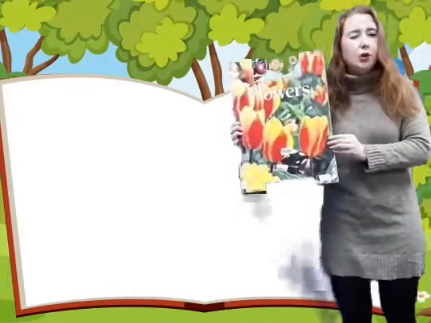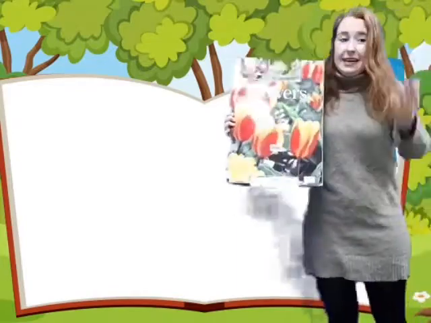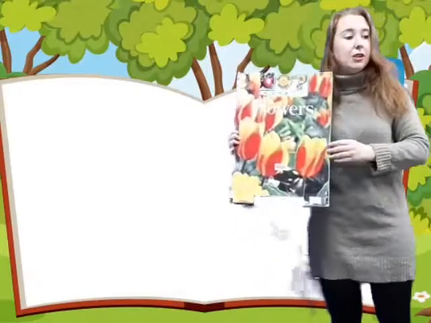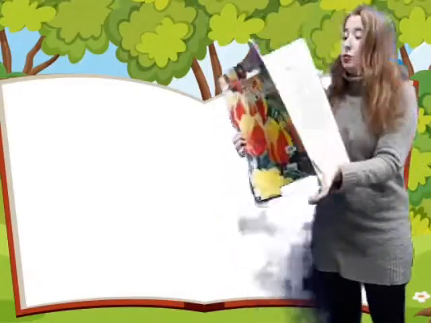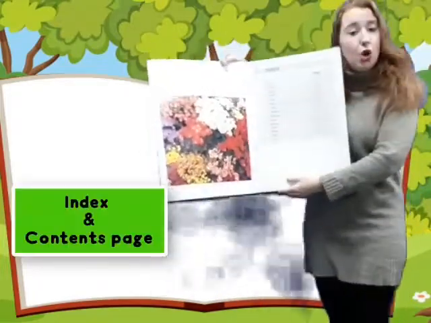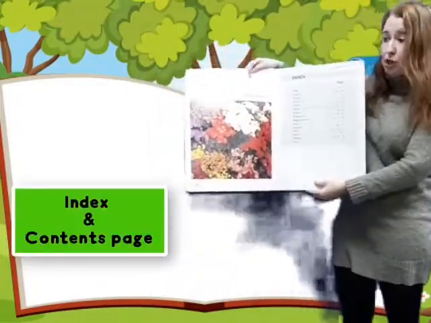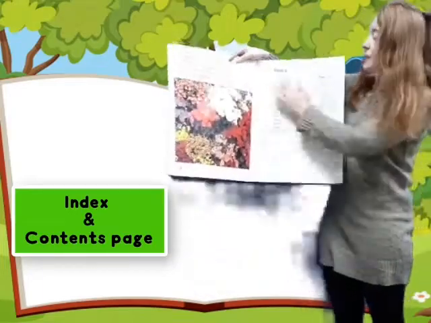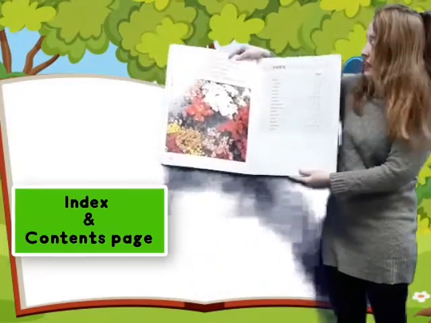Let's try this one. What do you think this book could be about? So like I said, you can look at the title and the pictures, but another way you can decide is also looking at the index. Mr. Cody taught you all about parts of a book. Do you remember? So an index can also help us decide what the story is about.